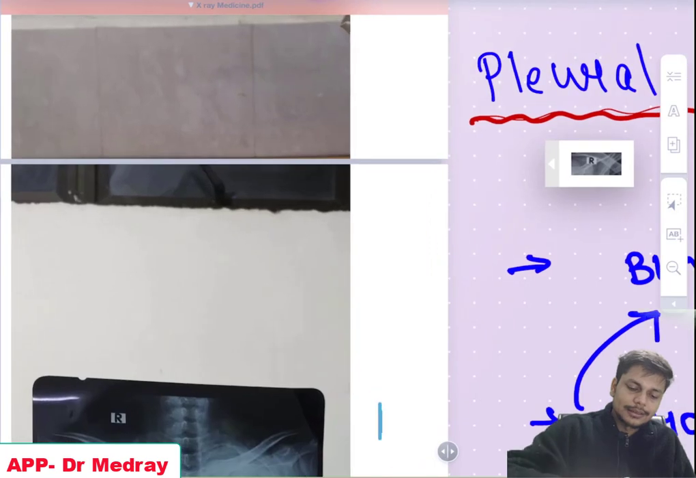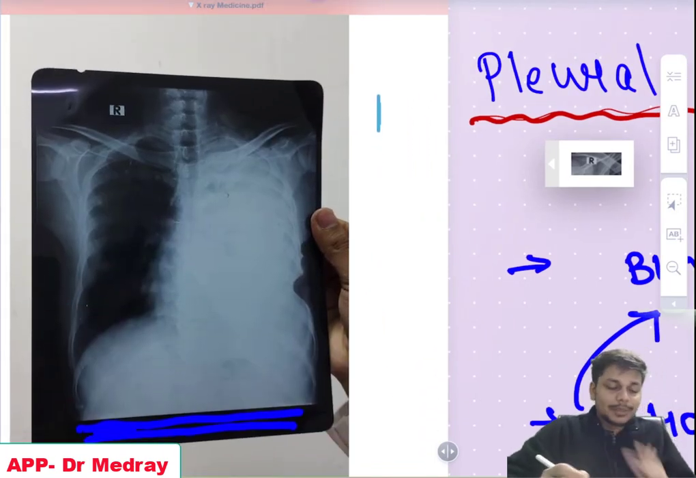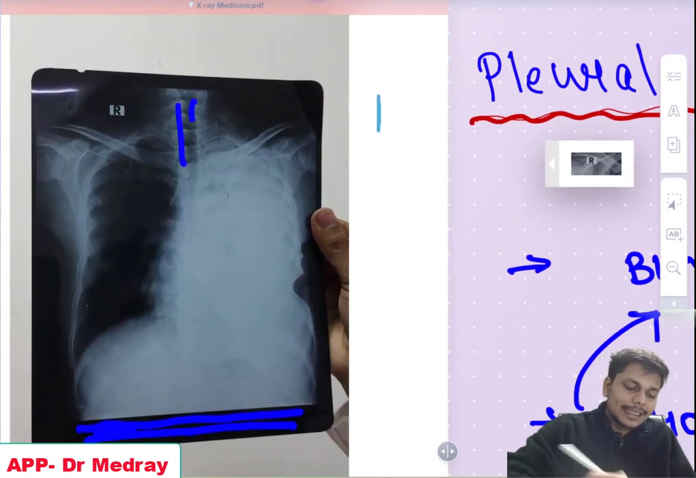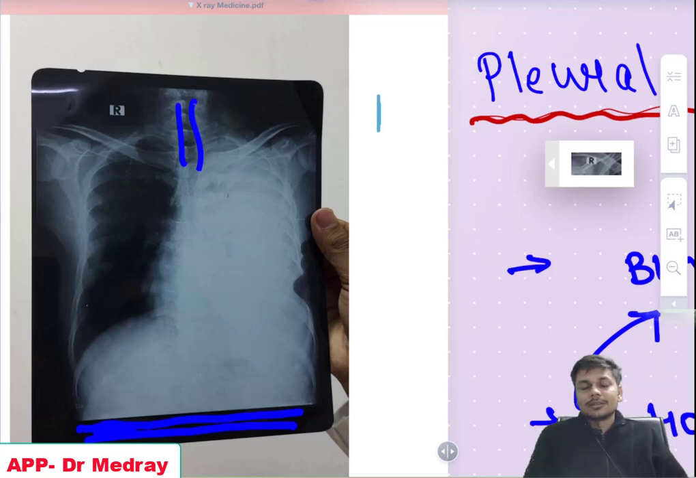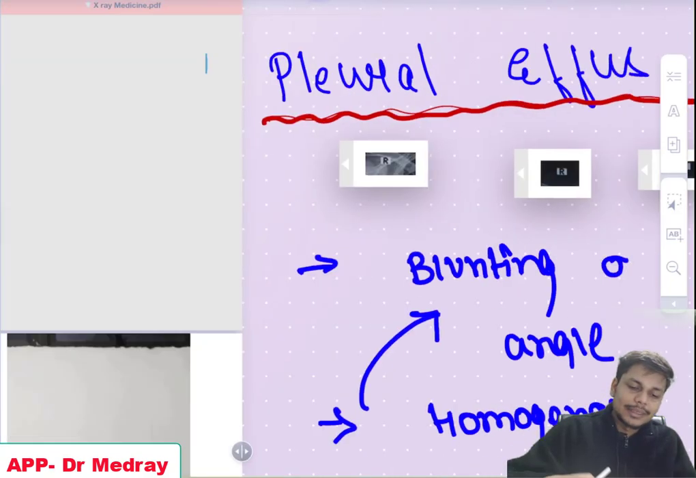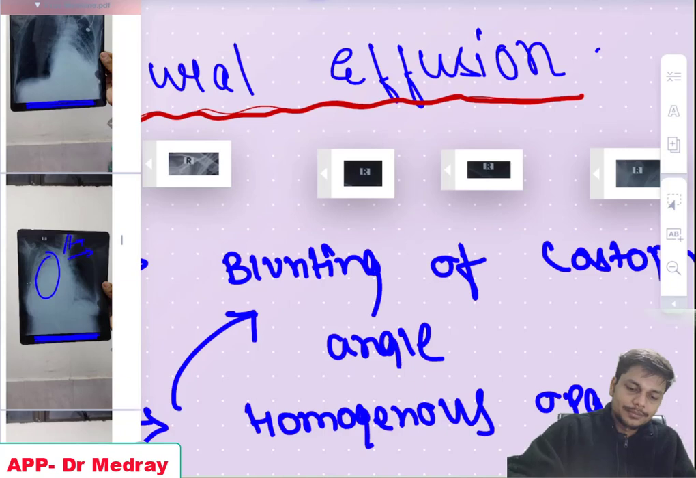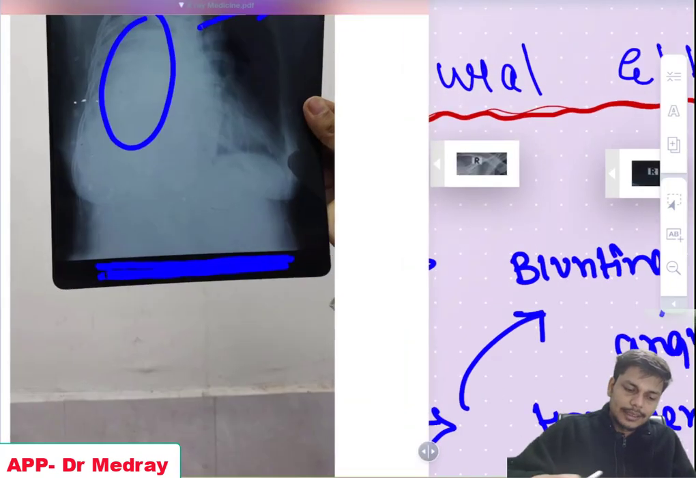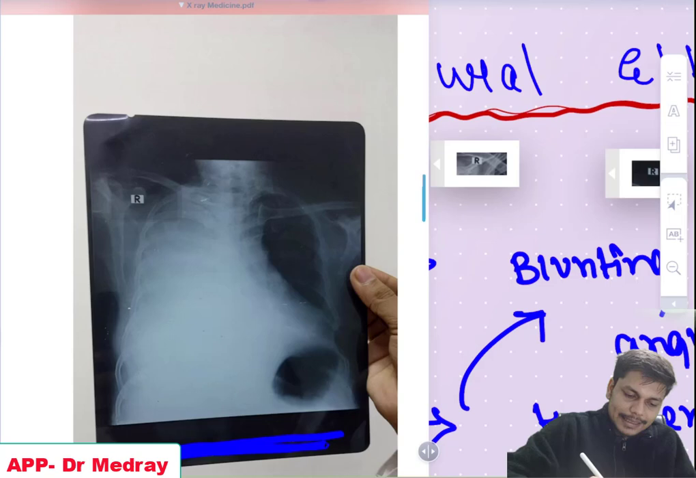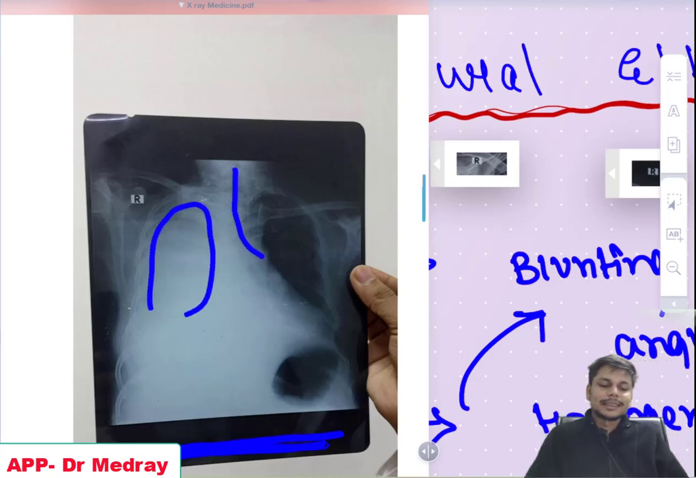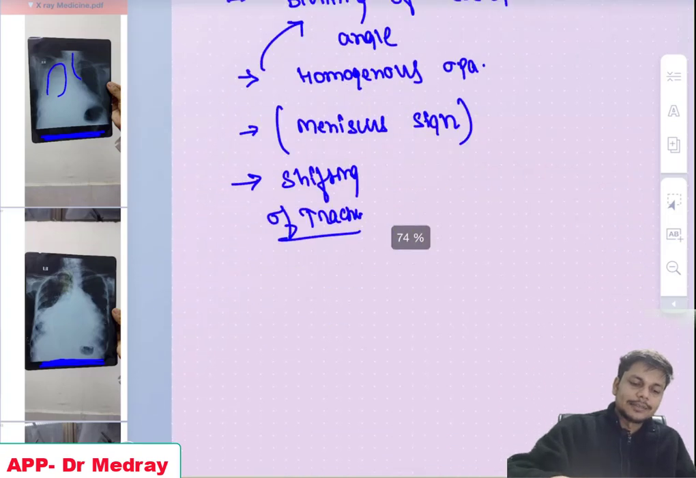So what is this? We have discussed this is not pleural effusion. Can you see the trachea is still in the midline? So this might be a case of consolidation only. We have discussed this image. In this image you can see again the trachea is shifted to the opposite side. There is a massive homogeneous opacity blunting the costophrenic angle on the right side, suggestive of right-sided pleural effusion.